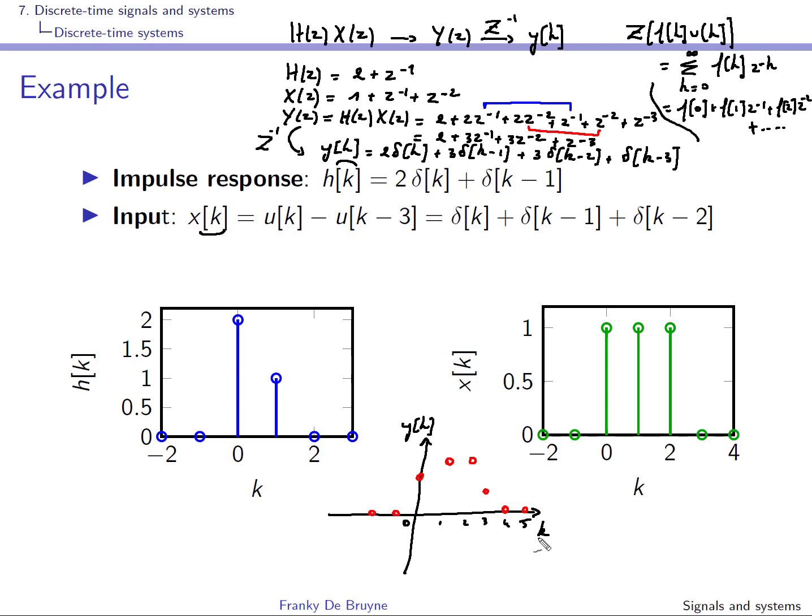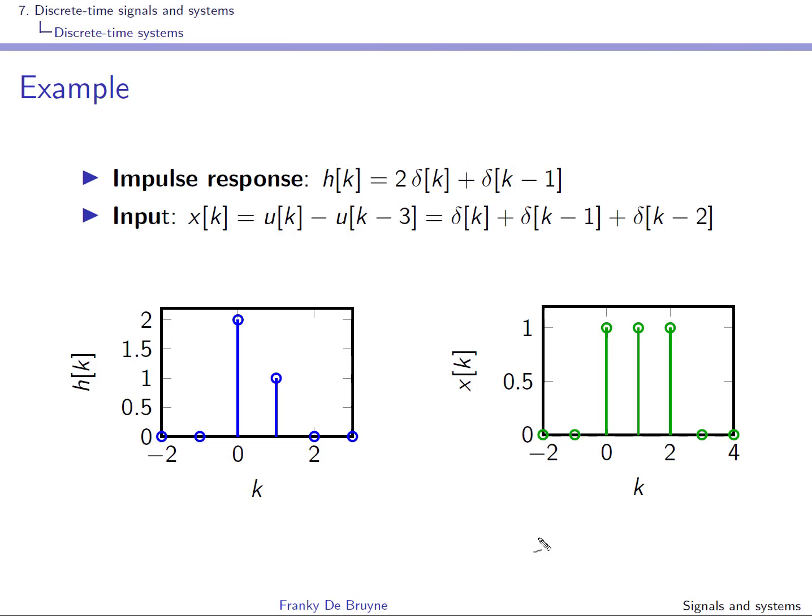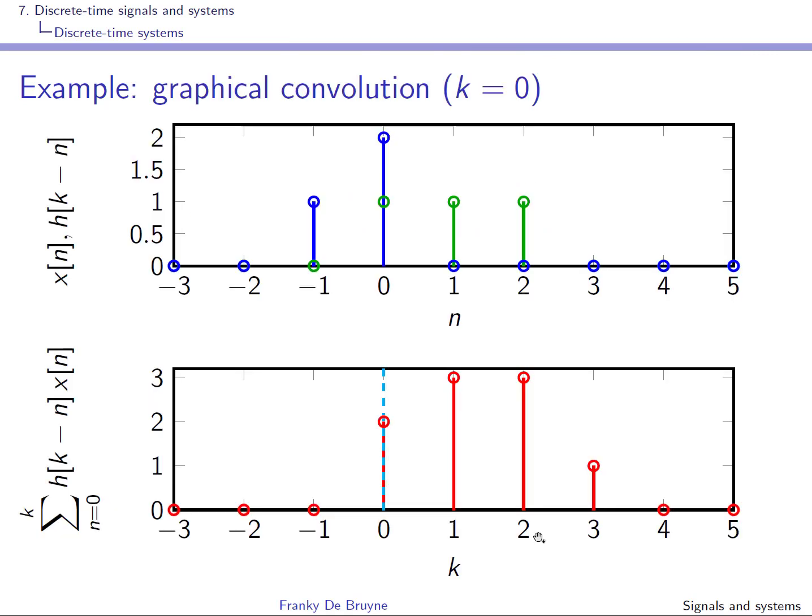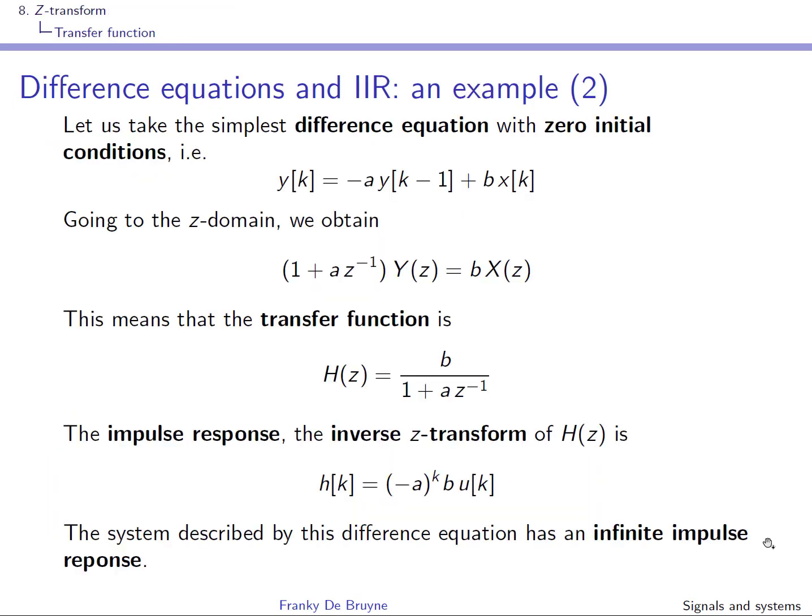And if we look at the result, we should have something similar to what we have obtained previously, and this is indeed the case. We have seen in the previous section that if the system is described by a difference equation, then it has automatically an infinite impulse response. We'll show this again here, but using the z transform and the concept of a transfer function.